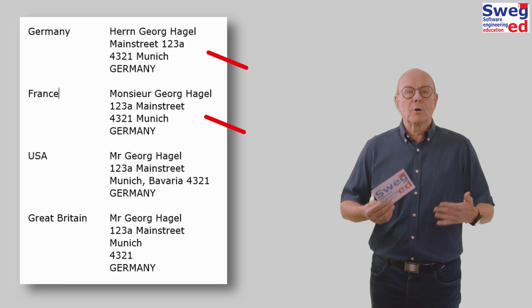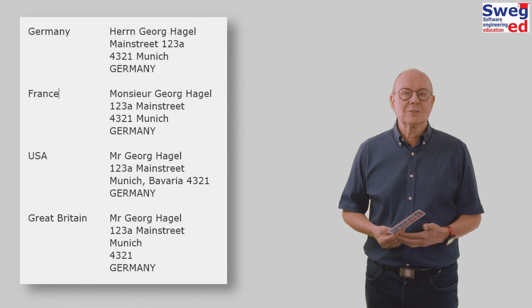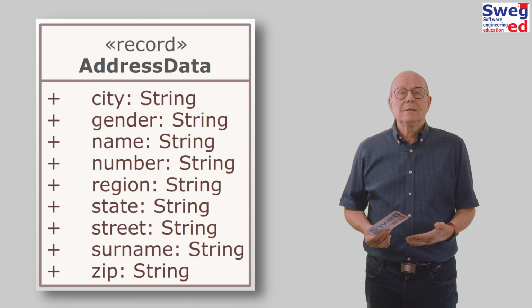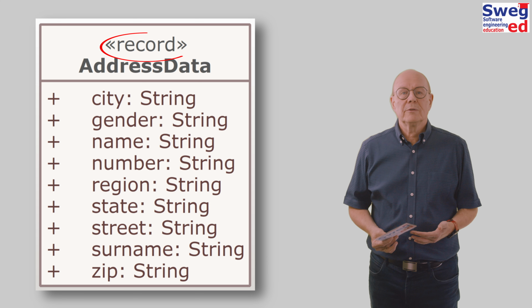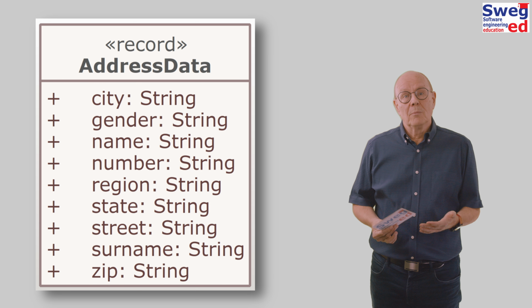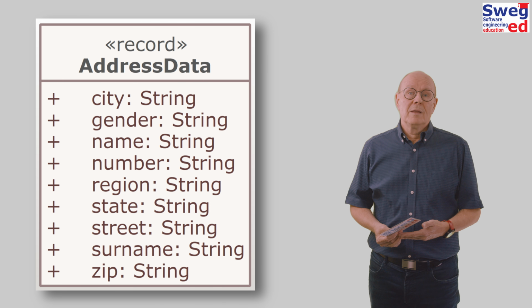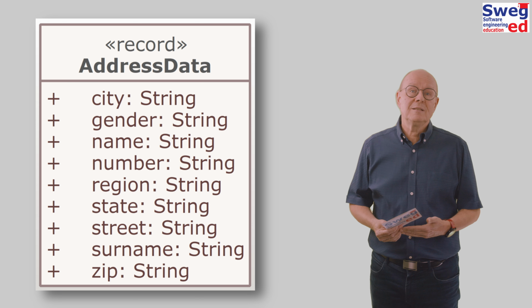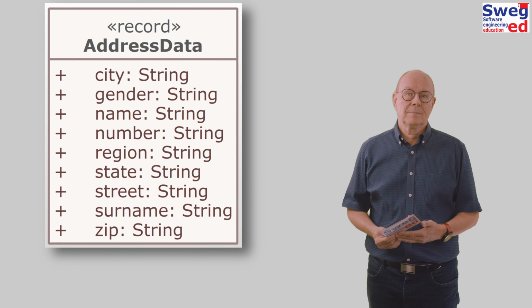Now let's build a program that creates these addresses using the builder pattern. First, we need a data object to store the address fields. Usually these fields come from a database. The class is called addressData. It contains gender, last name, first name, street, house number, postal code, city, region and country.